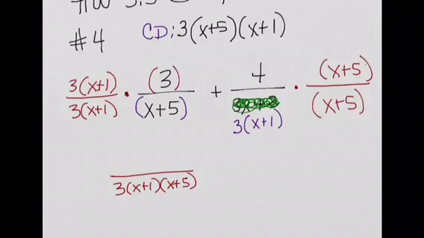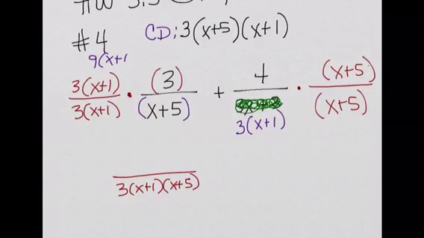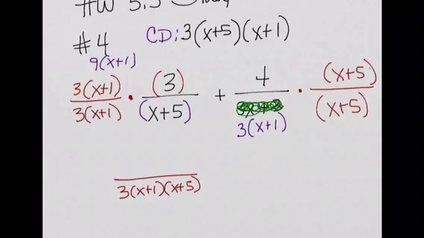Multiplication is commutative. It doesn't matter the order I multiply those 3 things in, as long as I multiply all 3 things together. So I'm going to start by doing the 3 times the 3, which is 9. And then I need to multiply that by x plus 1. So the top is going to become 9x plus 9. That is the numerator for the first fraction.